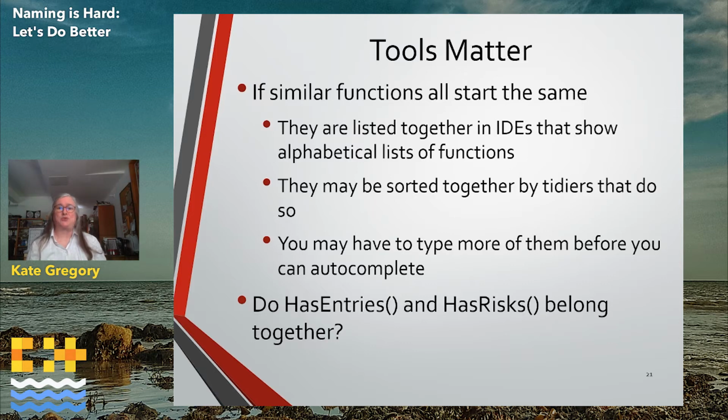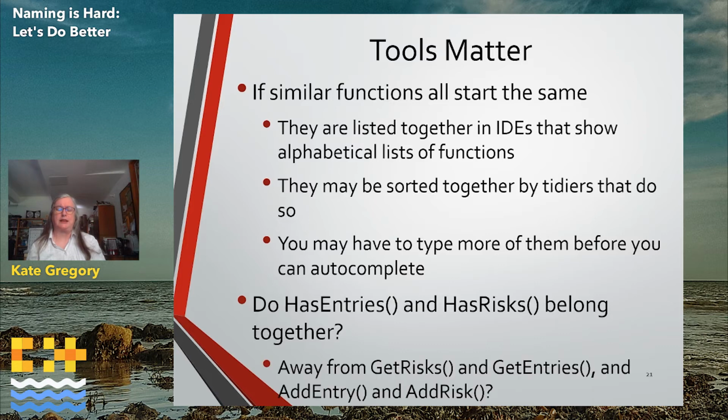Has entries, has risks. Should they be together because they both start with has? And then later on we have get risks and get entries together and add entry and add risk together? Or would you like all the entry stuff together and all the risk stuff together? And is that important enough to name them differently?